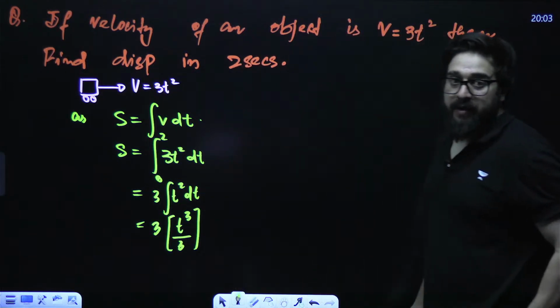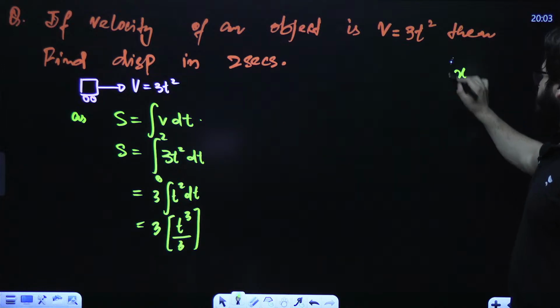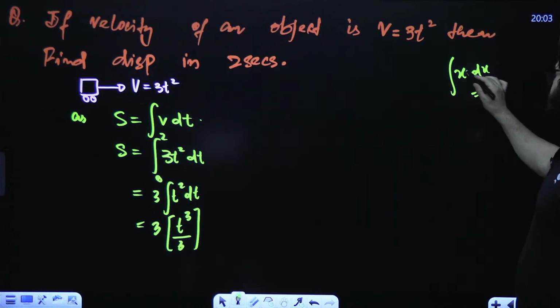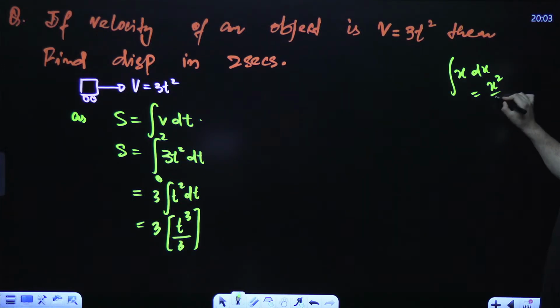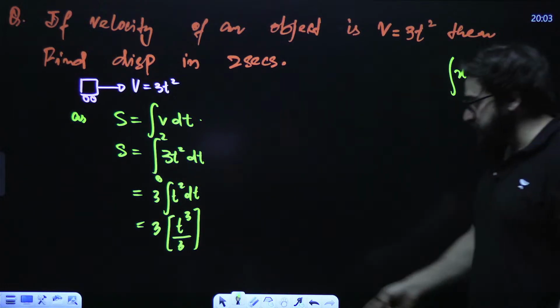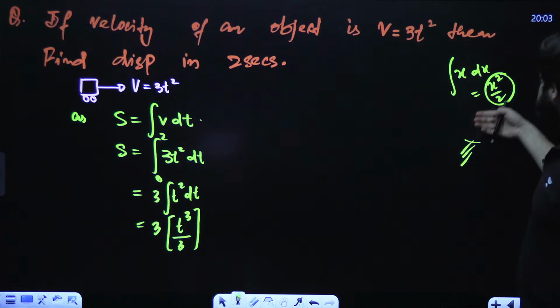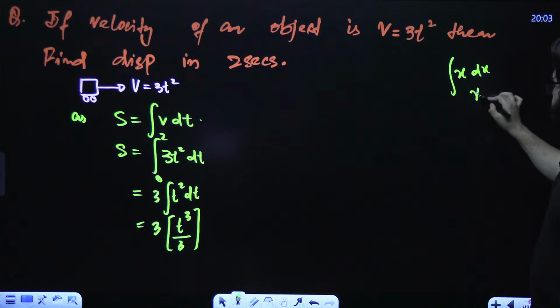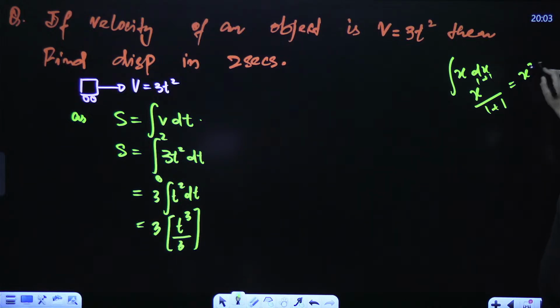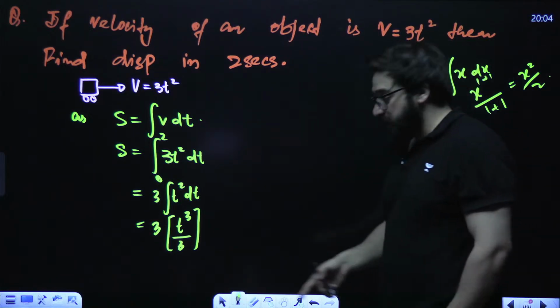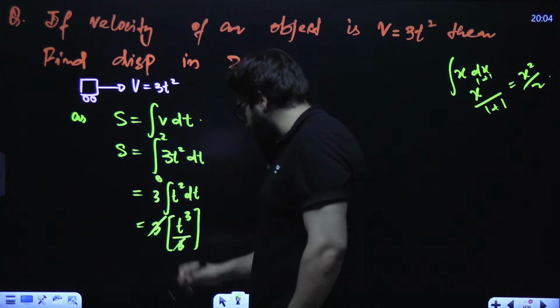Why? Because if we have x, integration of x dx will be simply x square by 2. What is the power of x? 1. So that is 1 plus 1 upon 1 plus 1, so x square divided by 2. Same is the case over here. Now 3 and 3 will cancel.